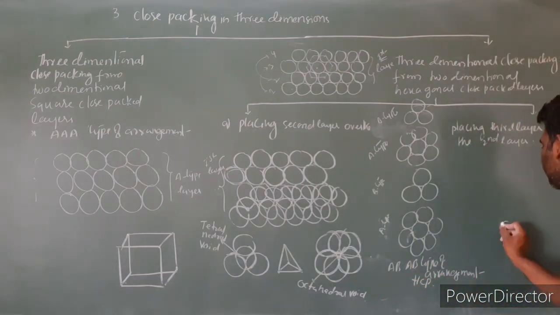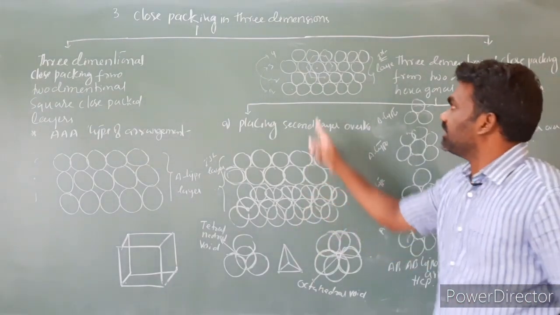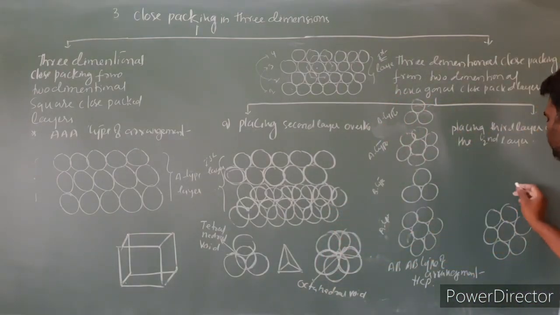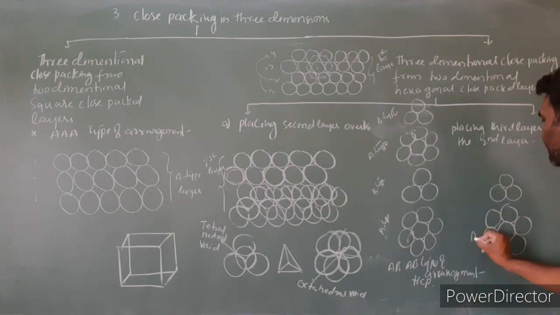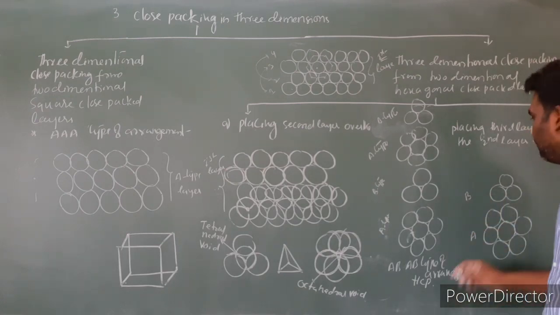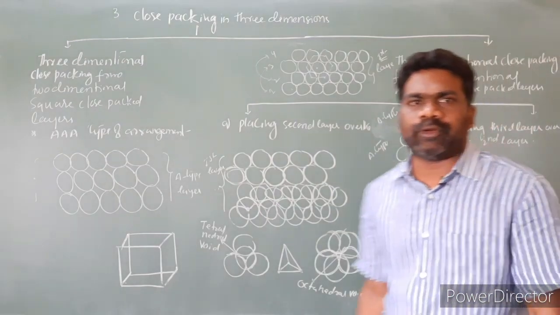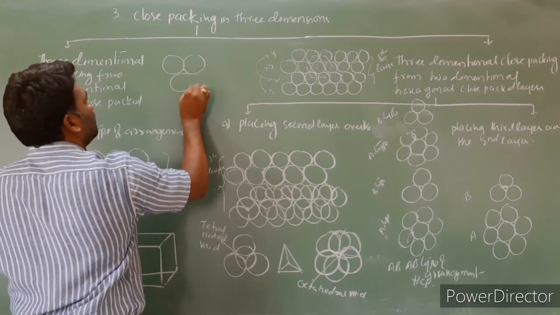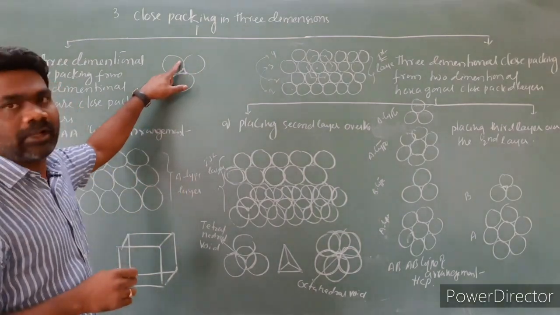So I'm taking the first row, so first layer. From this first layer I'm taking the second layer. Second layer is similar to this one only. So this is A type, this is B type. In the B type, if you look closely, we got a triangular void. The triangular void apex is pointing downward. So what I mean is, I'm placing the spheres like this. Look at here. So we got a triangular void. In this triangular void, the apex is pointing upside.